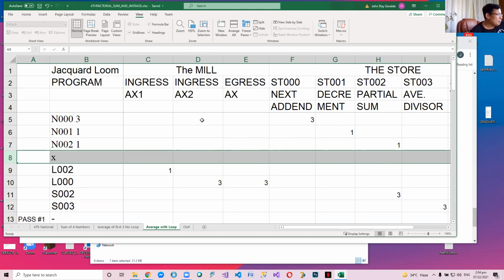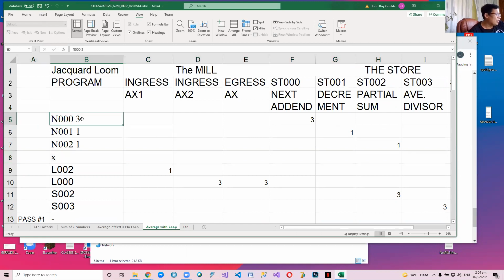This example computes the average of the 3 numbers, but if you're going to make this 4, you only have to change the first line. For example, you can say N0004, or you can say N0010, or N00100. This will now compute the average of the first 100 numbers. Do you follow?